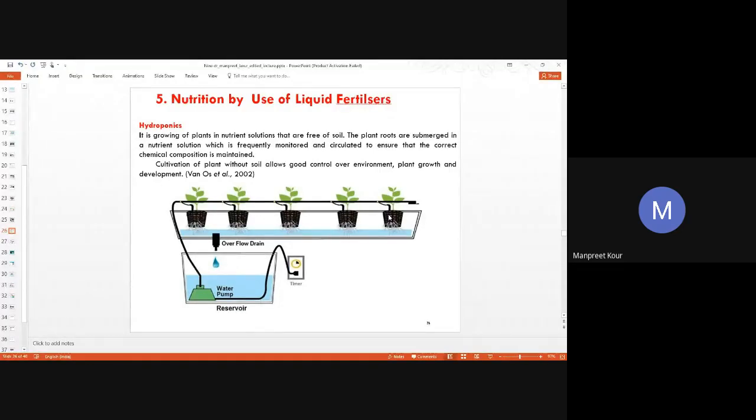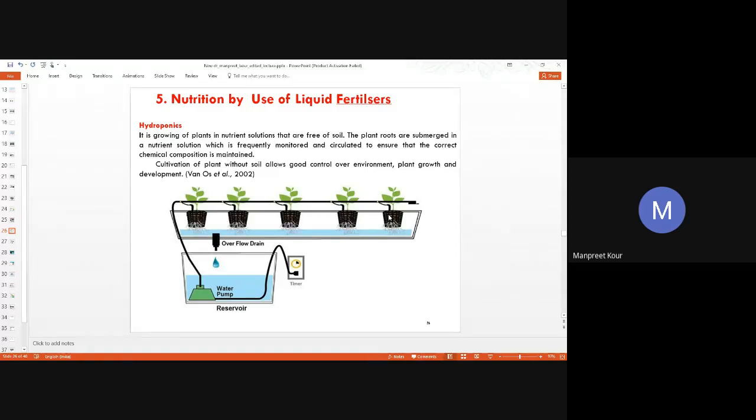So vertical farming is suggested in those areas where there are landless laborers, and we have to suggest these techniques in those areas. The three techniques mostly used in vertical farming are hydroponics, aeroponics, and aquaponics. In all three types of vertical farming, we are using a liquid source of fertilizers.